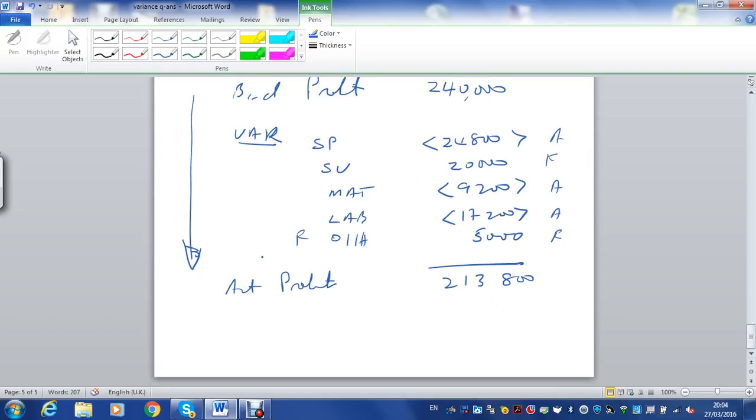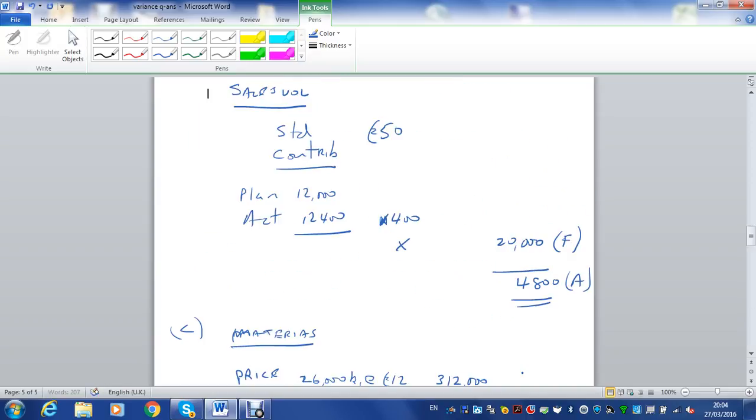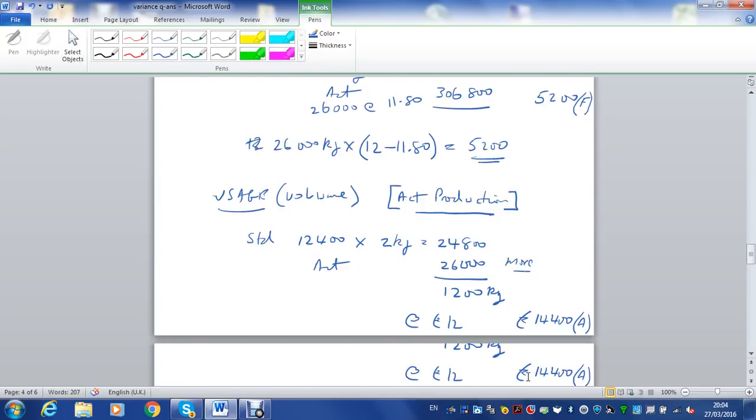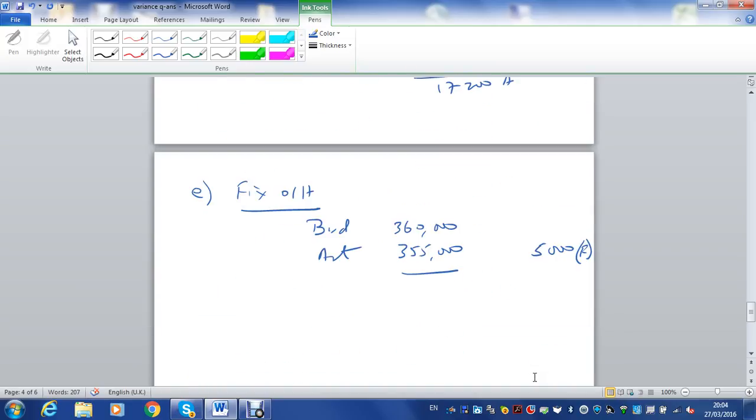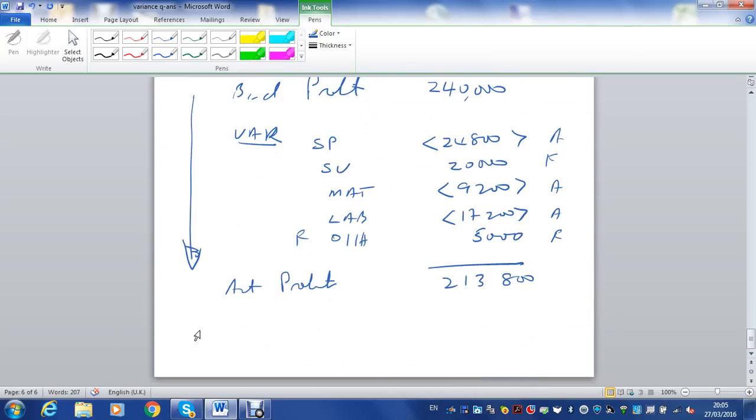Well, can we prove the actual profit? Hold on here. Let's just see, can we get to the next page? I wonder will it give me another page? Nope.